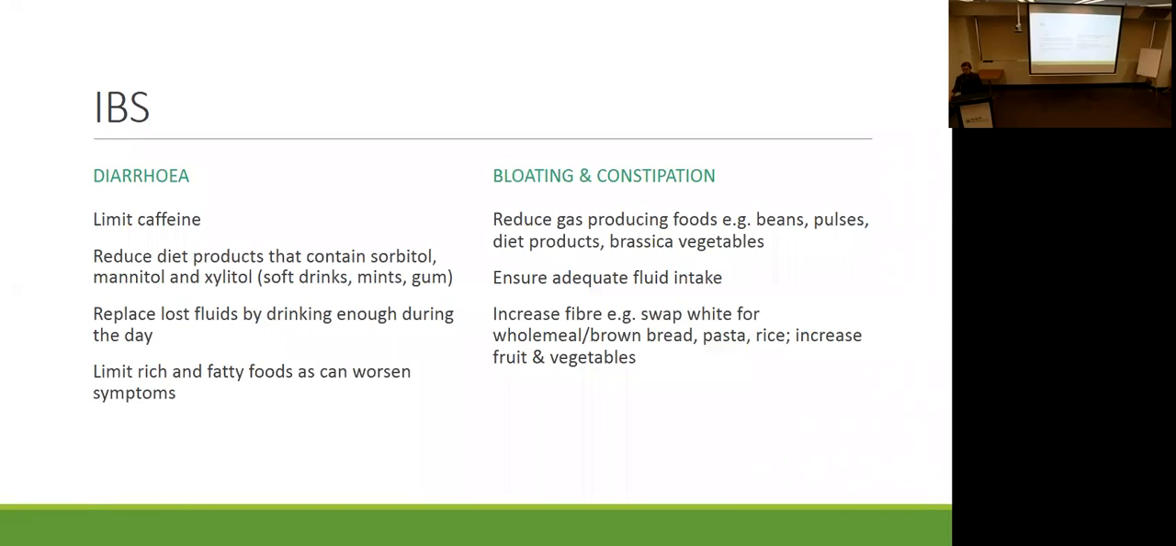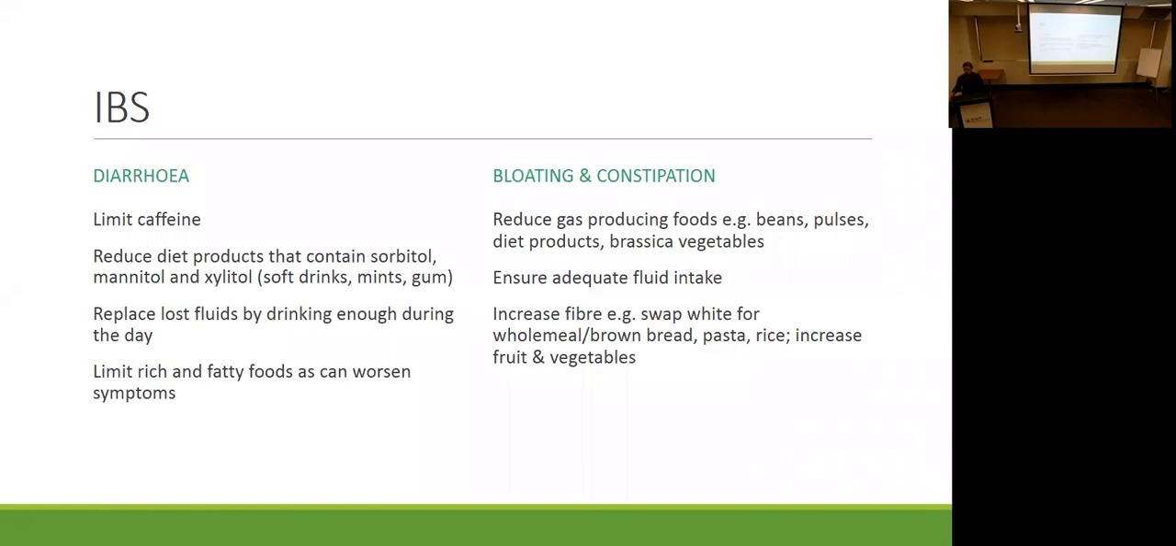Making sure that they're replacing the fluids that they're losing through diarrhea, and it can be helpful to limit rich and fatty foods as this can worsen the symptoms. If patients are experiencing bloating or constipation, recommending that they reduce gas-producing foods like beans, pulses, diet products, and anything from the brassica family like cabbage, broccoli, and so on.